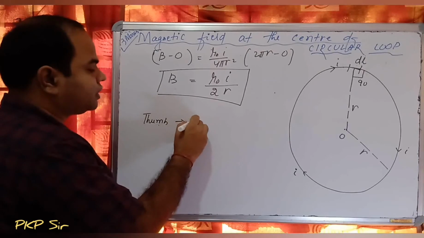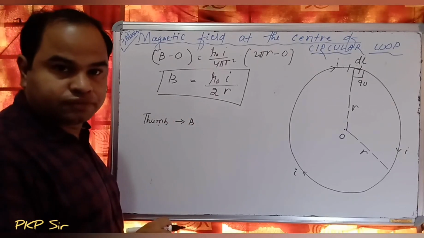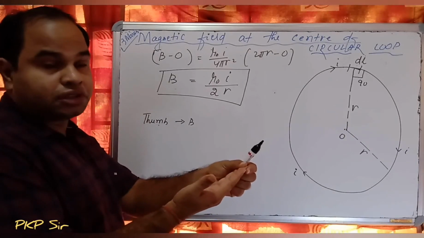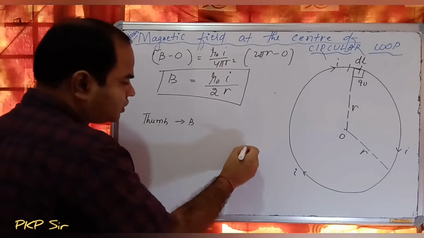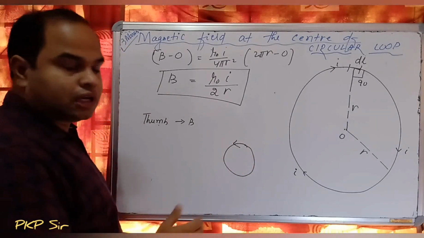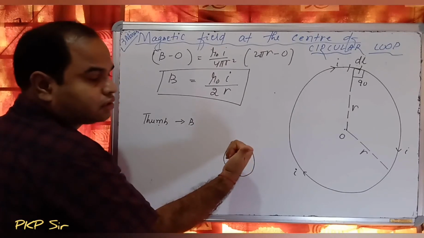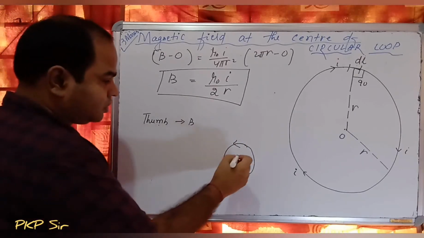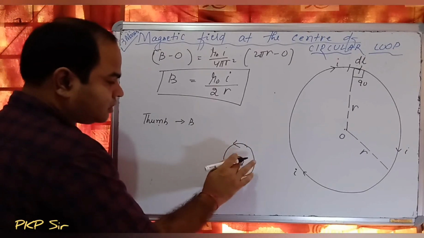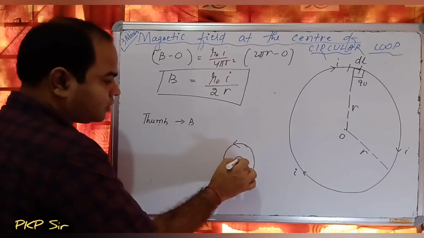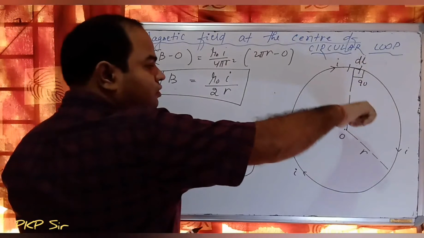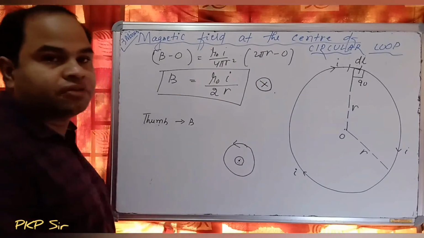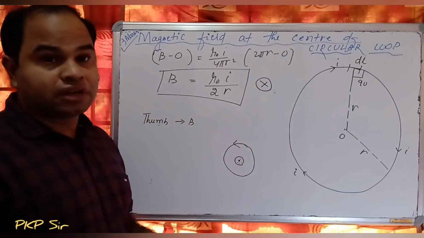gives the direction of magnetic field. Again, curl your finger along the direction of current. Suppose current is flowing in this direction, curl like this, the thumb gives the direction of magnetic field, that is outward. Magnetic field at the center is outward. And this one is inward, so the direction of magnetic field at the center is in inward direction.